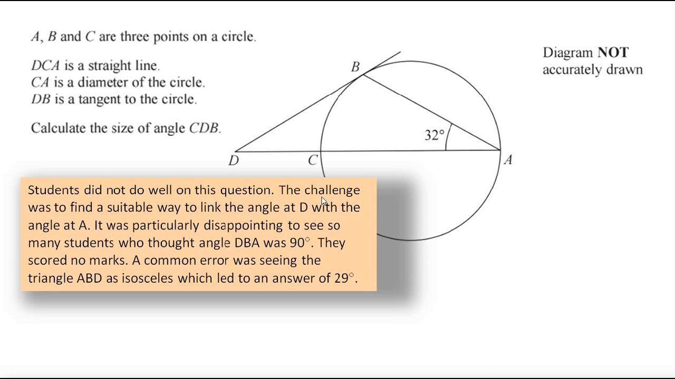The challenge was to find a suitable way to link the angle at D, the angle we're trying to find, with the angle at A. So we've got to somehow get from here, the known angle, to here, the unknown. It was particularly disappointing to see so many students who thought that angle DBA was 90 degrees. The angle at the top here is not 90 degrees. They scored no marks. A common error was seeing the triangle ABD as an isosceles triangle, which led to an answer of 29 degrees.